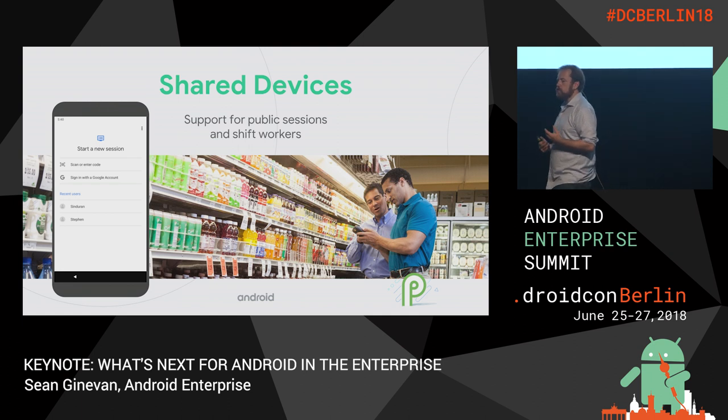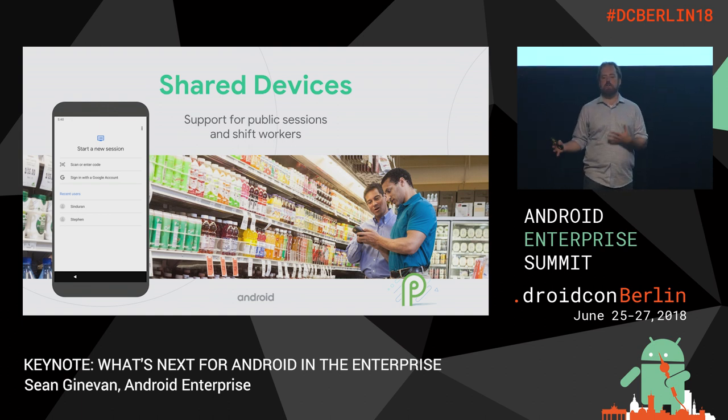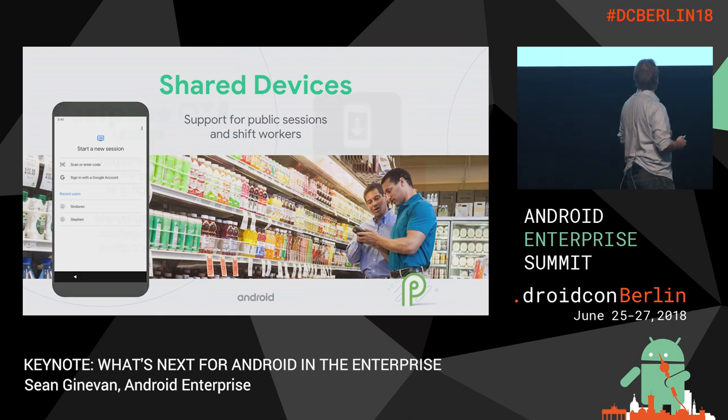So we introduced tools in Android P to do just that. You can basically log in, get the apps that you need to be productive, work on those apps, and then log out at the end of your shift, allowing that device to be reused by another employee later on that next day.